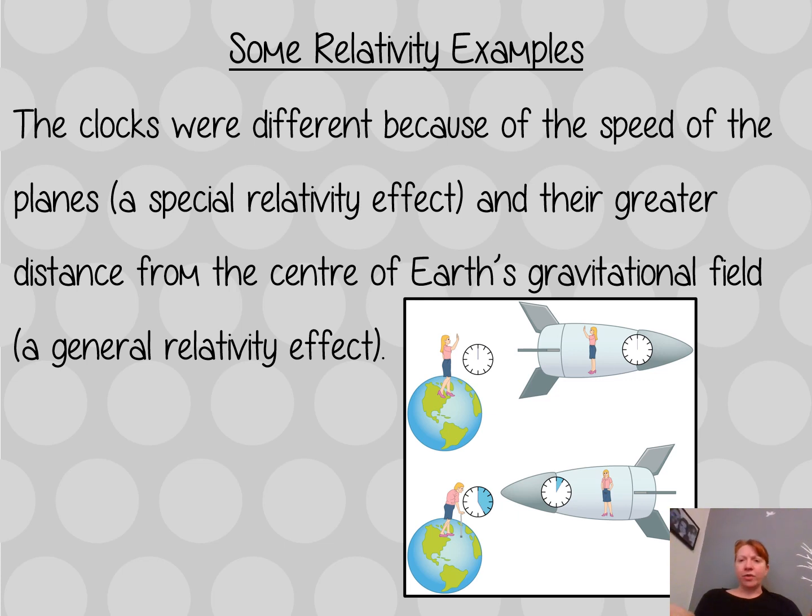Now, why was the time different on the plane than it was on Earth? Well, because the plane was going really fast, and special relativity has told us that the speed is different. Like the person on the train measuring the ball, it's different for them than someone off the train. So the person on Earth had a different measurement of the time to the person in the plane. That was special relativity. And because the plane was further away from the gravitational center of the Earth, and the clock that was sitting on Earth was nearer to the gravitational pull, time was slower for that clock. So that's general relativity.